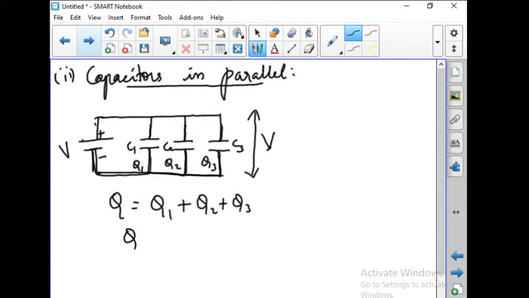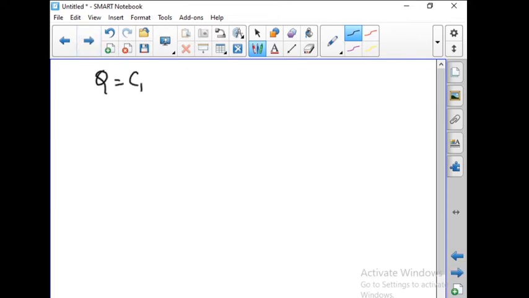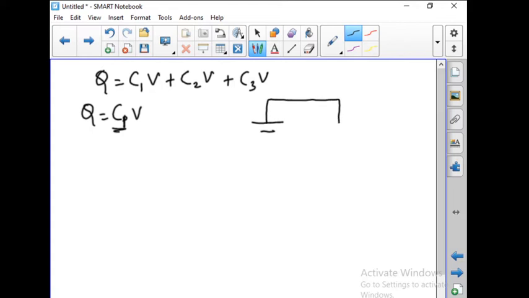But we know Q is equal to CV. Therefore we can write Q is equal to C1V plus C2V plus C3V. Here V is a constant, so we simply write it as V. And Q is equal to CpV, because Cp represents the capacitance if all three capacitors are represented by a single capacitor.